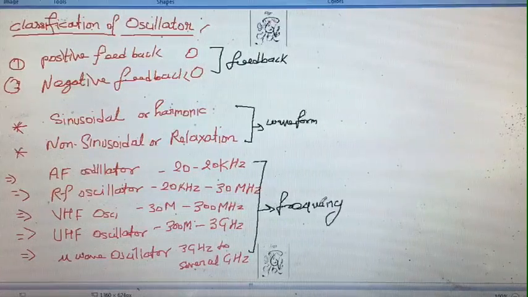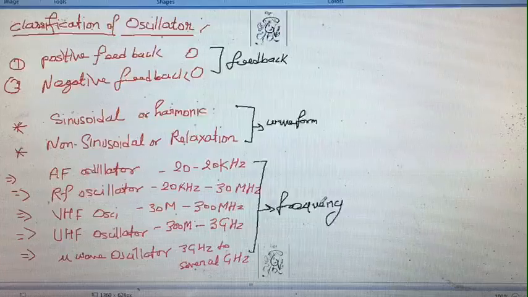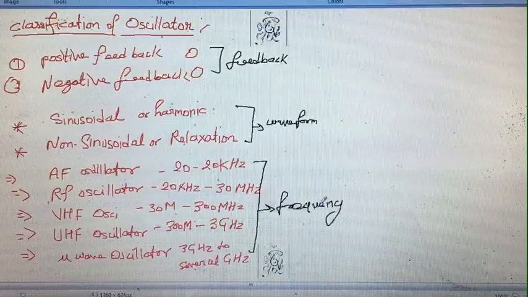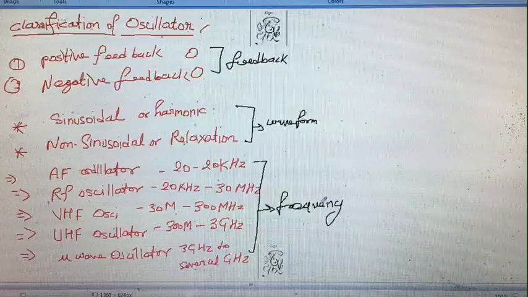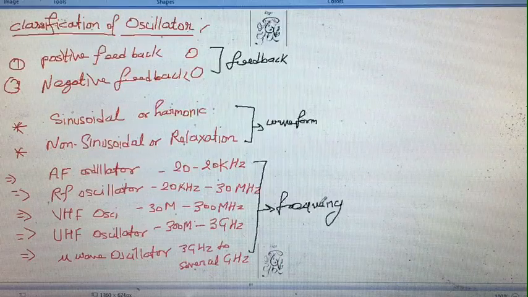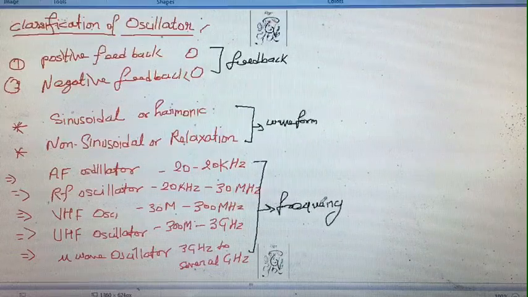If an oscillator is used for generation of 30 MHz to 300 MHz signal, the oscillator is known as a very high frequency oscillator. When any oscillator is able to generate 300 MHz to 3 GHz, then the oscillator is known as ultra high frequency. And if an oscillator is able to produce 3 GHz to several GHz frequency, then it is known as a microwave oscillator.